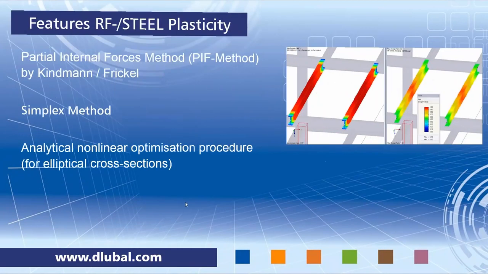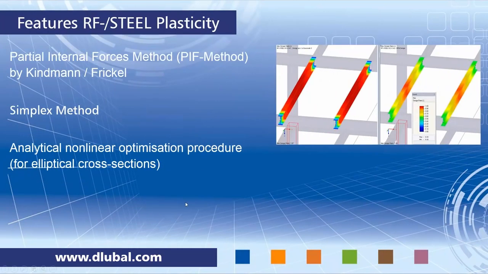For the RF steel plasticity, we have different methods of analysis available here. The main one is the partial internal force method by Kindmann and Frickel, and this method is suitable for nearly all types of cross-sections. This method exists with and without a redistribution of internal forces, and a second method that is available is the simplex method. This is for general cross-sections, and another type is the analytical nonlinear optimization procedure, which is used for elliptical cross-sections.